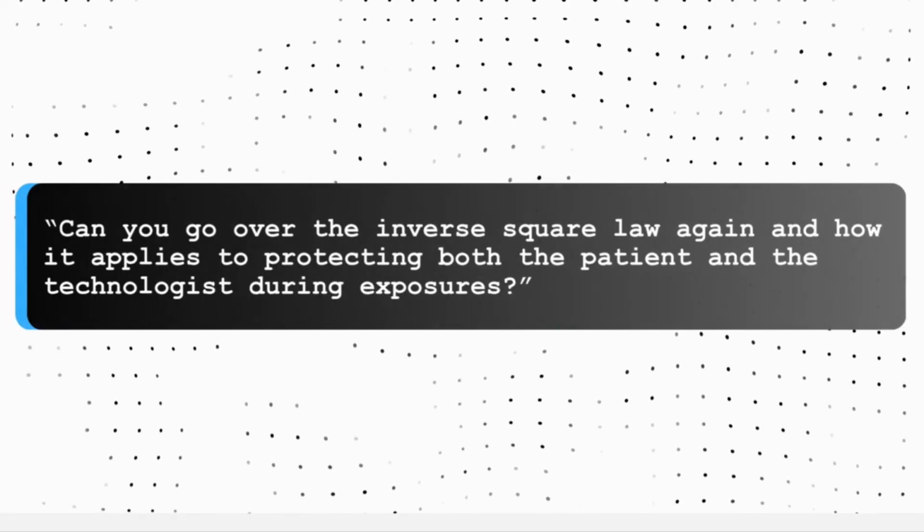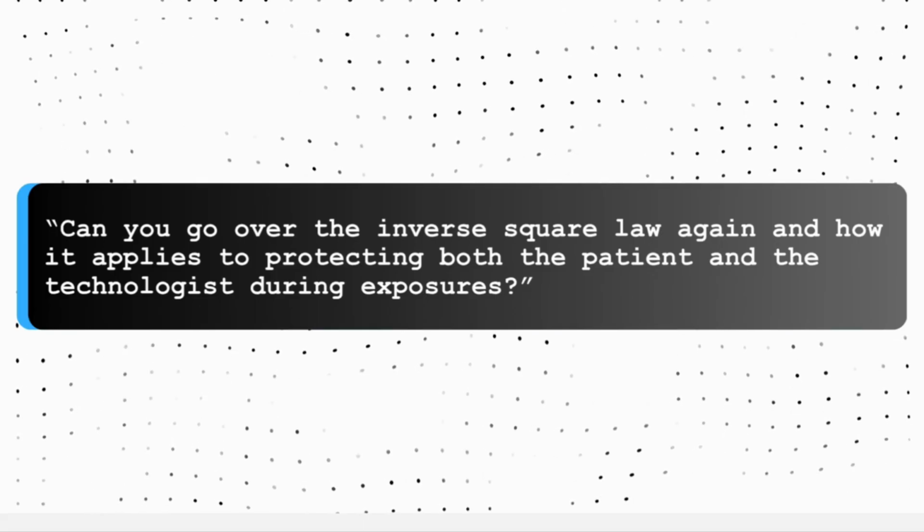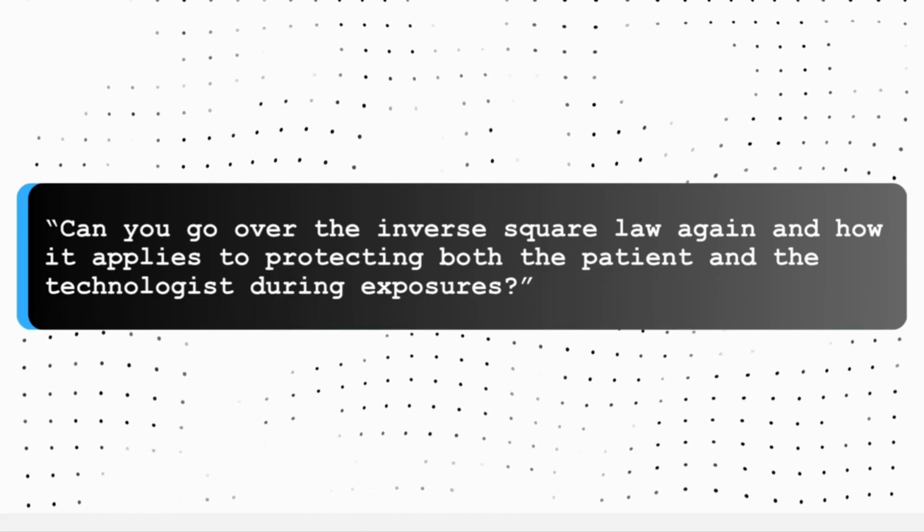The next question comes from Olivia. Can you go over the inverse square law again and how it applies to protecting both the patient and the technologist during exposures? The inverse square law states that radiation intensity is inversely proportional to the square of the distance from the source. The mathematical formula is the original intensity divided by the new intensity, I1/I2, equals the new distance squared, D2 squared, divided by the original distance squared, D1 squared. But what does that mean?